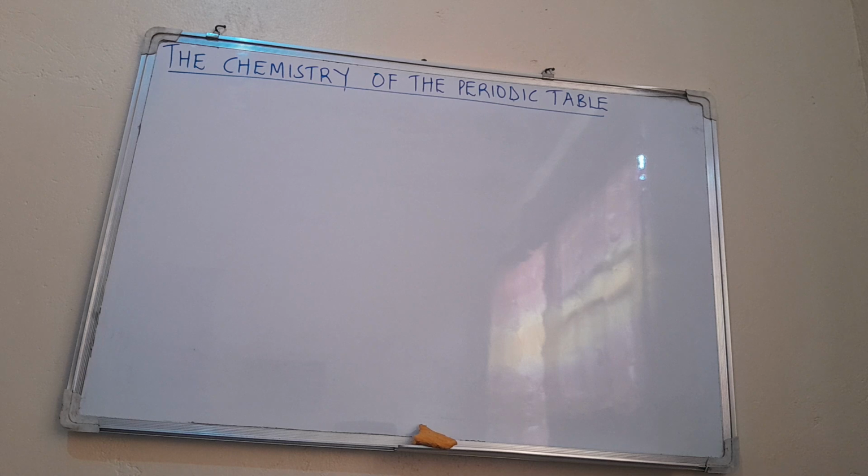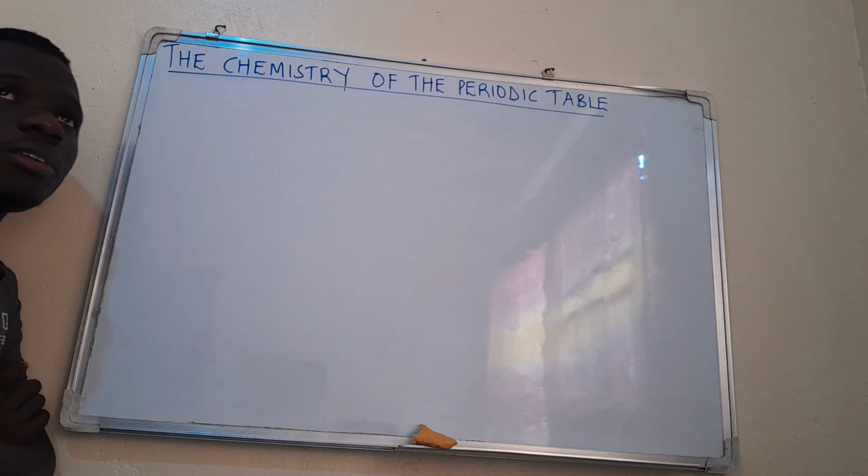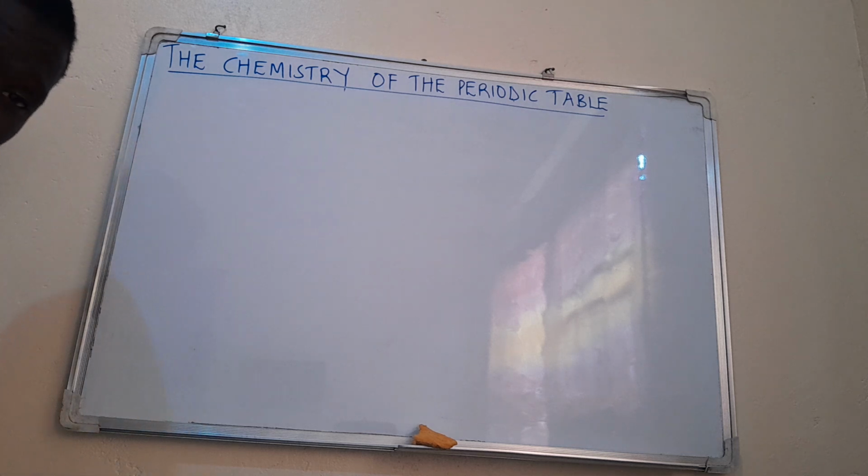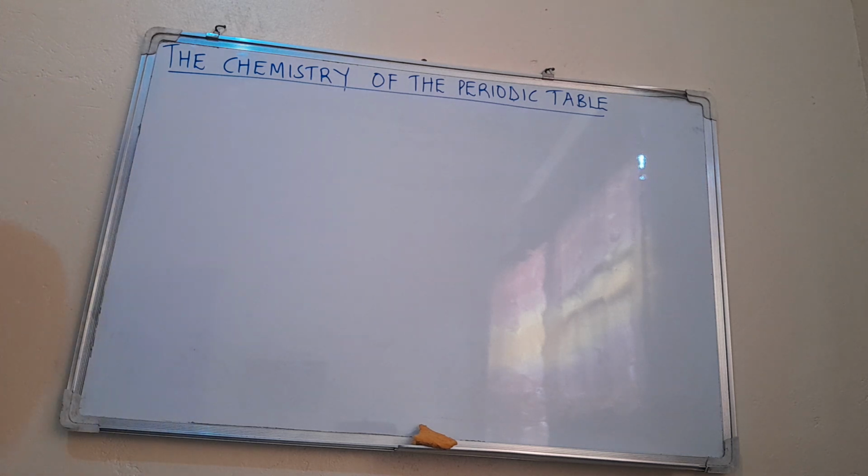So, we are going to discuss the chemistry of the periodic table, and I think you know something concerning the periodic table. So this table, in simple terms, I'm going to give you an introduction of what this thing means. This table particularly sorts.